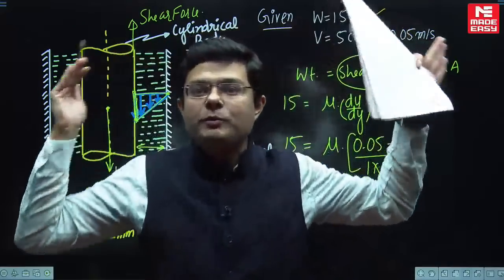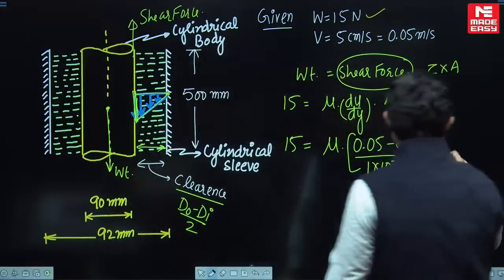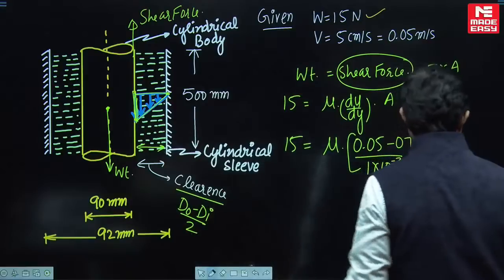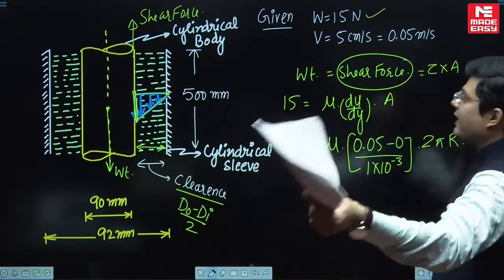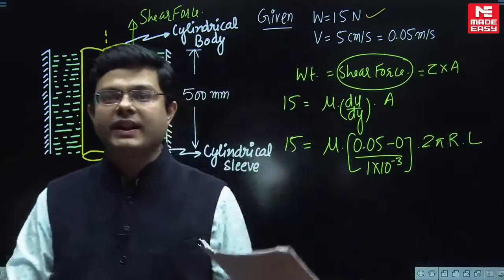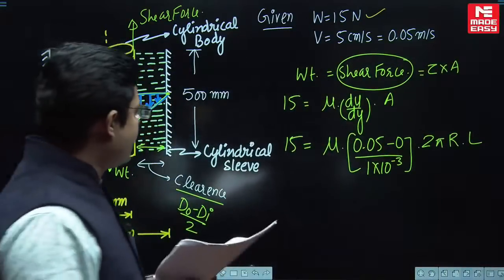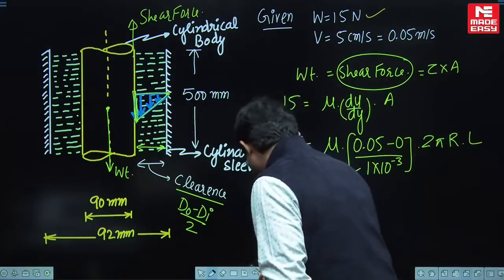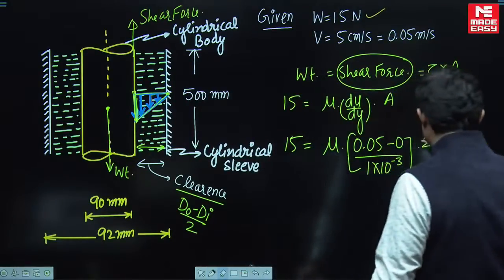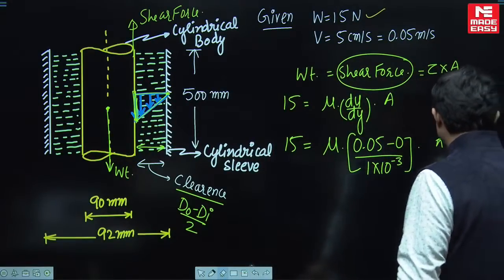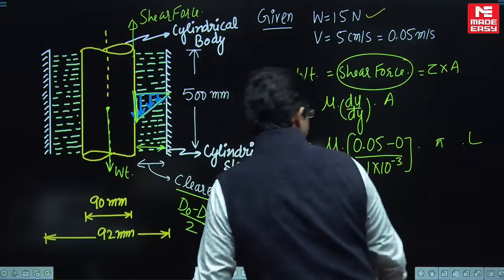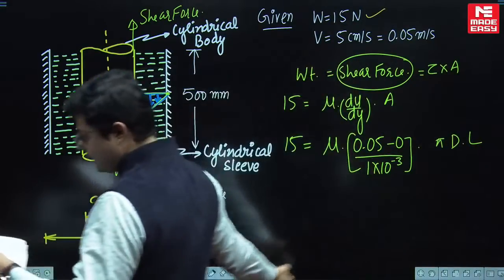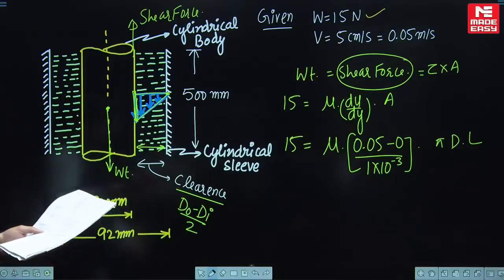Now the area is going to be the circumferential area, which is 2 pi r of the inner shaft, multiplied by the length. Every single thing is given to you in the problem. Or simply, this 2 pi r can also be written as pi d, so the circumferential area is pi dl. Put each and every value in this and you are going to get your answer.